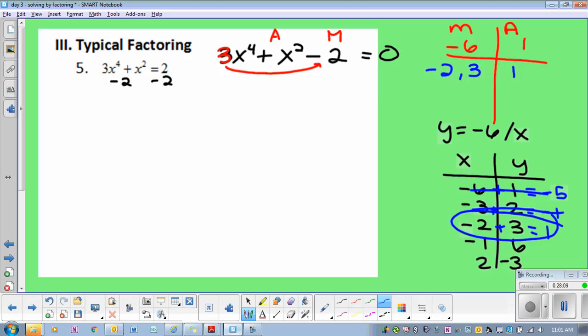So since we did this swing way, and this is an x to the 4th, you have to bring down the first, bring down the last. So bring down the first, 3x to the 4th, bring down the last, and then rewrite the one in the middle using the 2 numbers that you have. And remember, the one in the middle is x squared, okay? So minus 2x squared and plus 3x squared. All right? And if you switch the order so that you get your GCFs lined up, that's okay too.